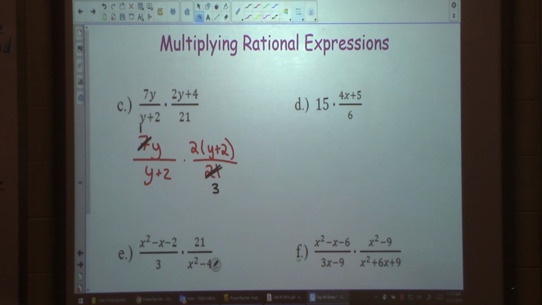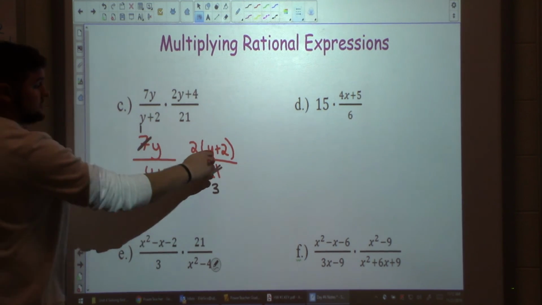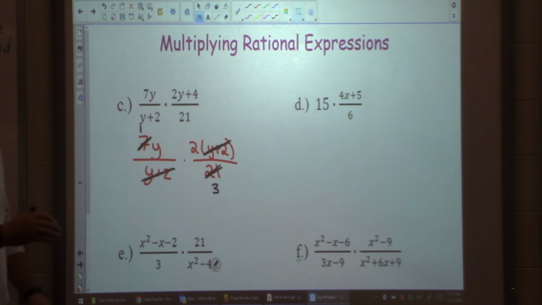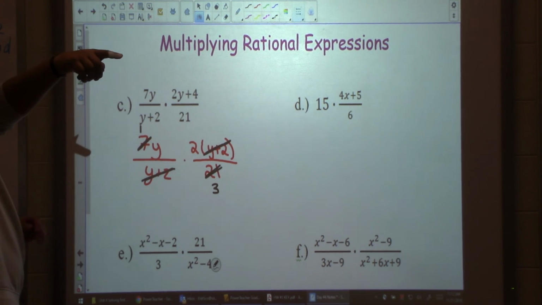There's something else I can do there. The y plus 2, can they cancel out? Yeah, the y plus 2's can cancel. I have a whole y plus 2 up here and a whole y plus 2 down here. If you have that whole term, they can cancel each other. They can simplify. Y squared over 3. Why don't you go y plus 4?